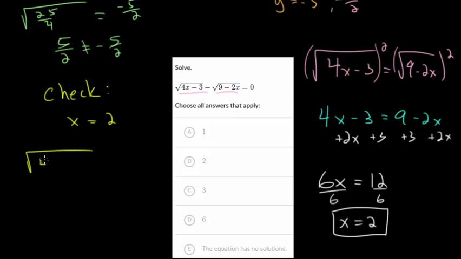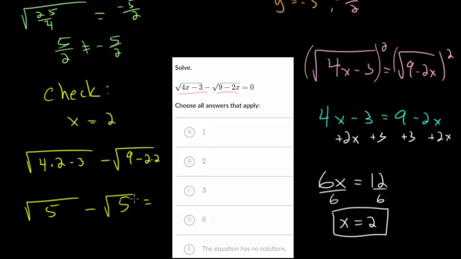So we have the square root of 4 times 2 minus 3. And then we'll subtract the square root of 9 minus 2 times 2. And for this one, we get the square root of 8 minus 3, which is 5. And for this one, we get 9 minus 4, which is also 5. And when we subtract something from itself, we always get back 0. Square root of 5 minus the square root of 5 is 0. And so this worked. We got an answer that, when we checked it, actually made sense. So we can feel confident that, for this one, letter B is the correct answer.